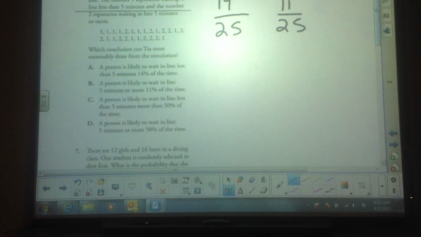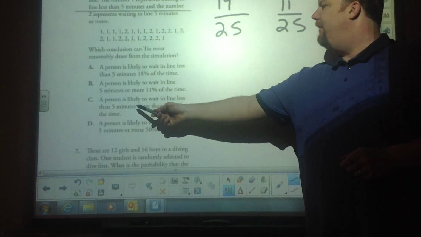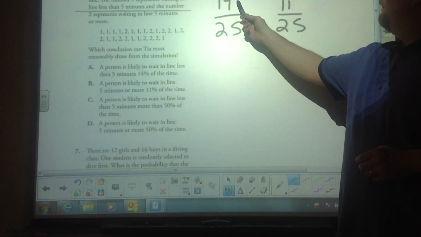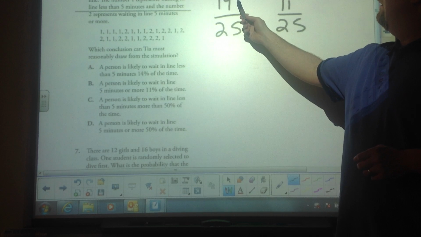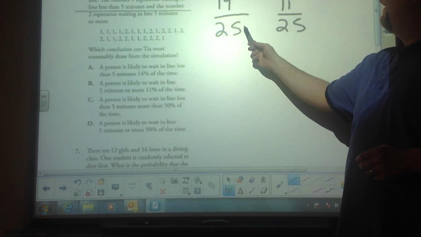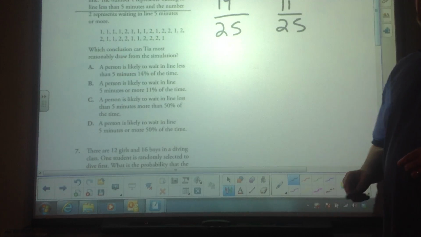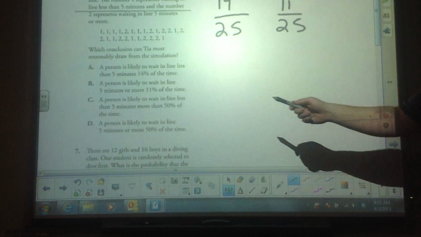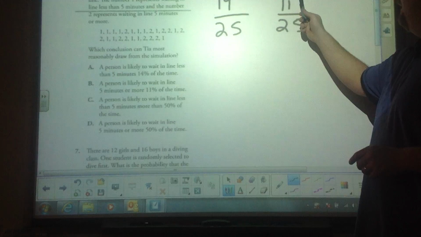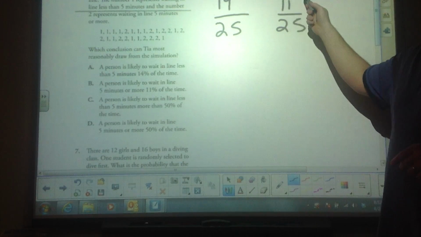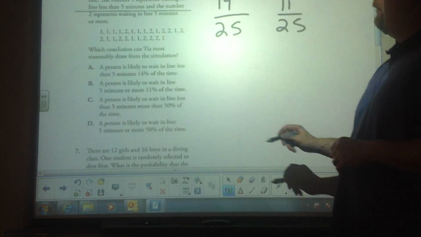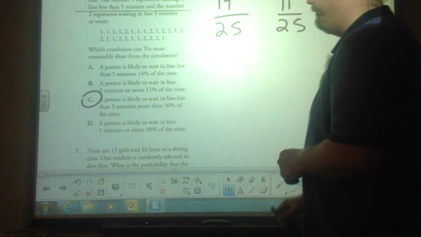C, a person is likely to wait in line less than 5 minutes more than 50% of the time. Is 14 more than half of 25? Yeah, you bet. It looks like we might have an answer there, but we need to go ahead and read all the choices just to make sure. D, a person is likely to wait in line 5 minutes or more 50% of the time. No, this is definitely not 50%. 11 is definitely less than half of 25. So it looks like we have an answer. Let's see.